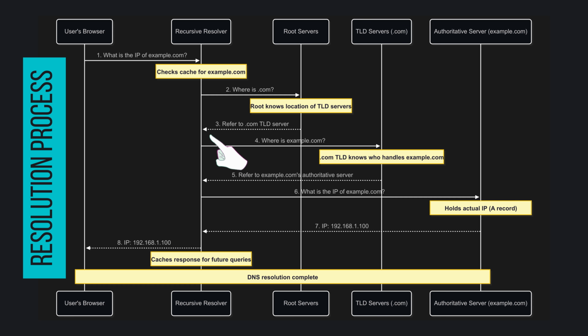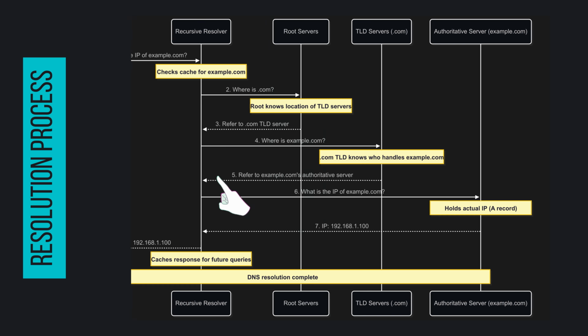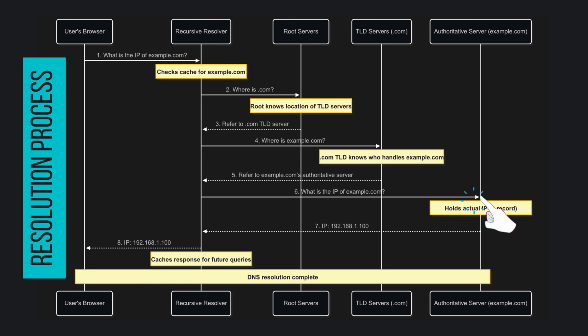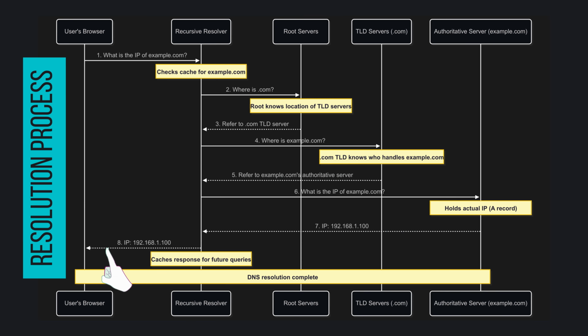Next, the resolver contacts a .com TLD server and asks, where is example.com handled? The TLD server replies, talk to the authoritative server for example.com. The resolver then asks the authoritative server, what is the IP address for example.com? The server holds the actual DNS record and replies, the IP address is 192.162.1.100. The recursive resolver forwards this IP back to your browser and caches the result to speed up future lookups. And just like that, your browser knows where to go to load the website. DNS resolution complete. This entire process usually happens in milliseconds, which is what makes the web feel instant.